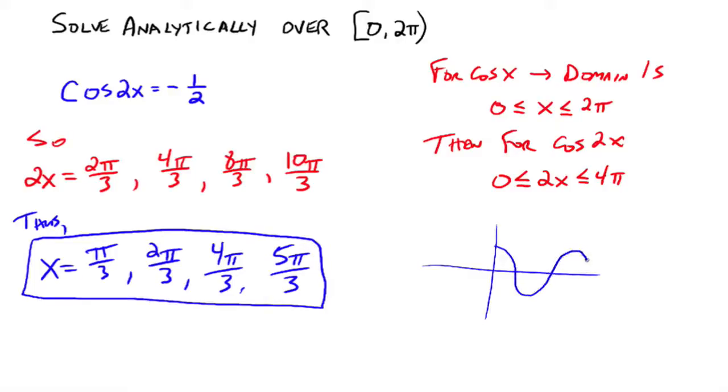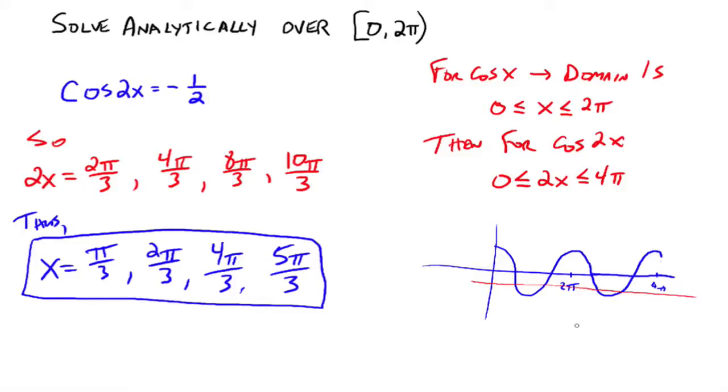Graphically, just real quick, sketch out the graph. Here's 2 pi, and here's 4 pi. And then negative 1/2 would be down here. And there are the 4 places that your graph hits. It'll be these numbers: pi over 3, 2 pi over 3, 4 pi over 3, and 5 pi over 3.